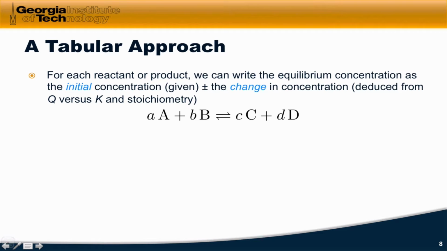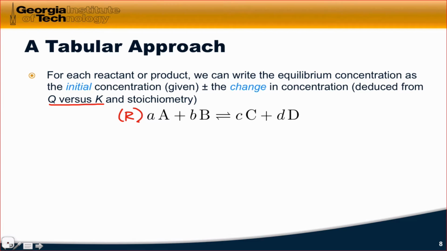For each reactant or product, we can write the equilibrium concentration as an initial concentration which is given to us, these given initial conditions, plus or minus the change in concentration which we deduce from Q versus K and stoichiometry. So for example, we start with the balanced chemical equation at the top, and this is the R portion of the RICE table, the reaction itself. We then write initial conditions which are going to be given in a problem's context.